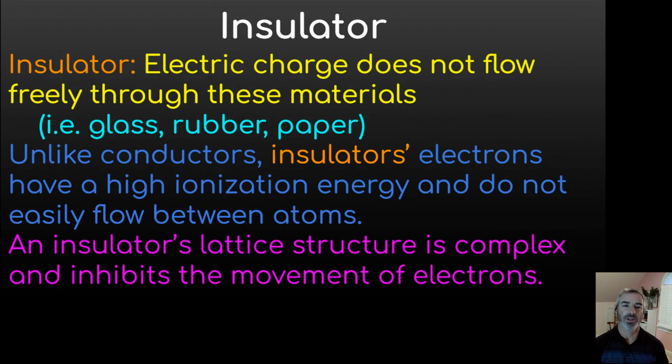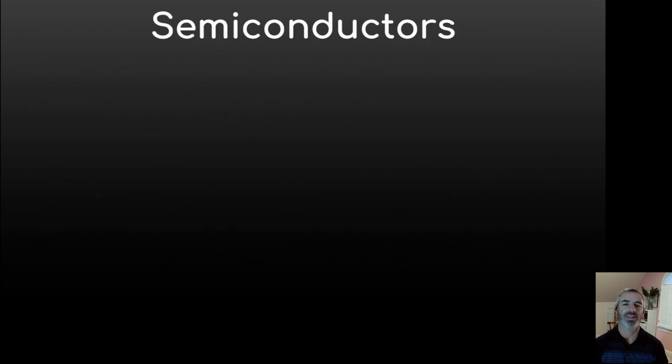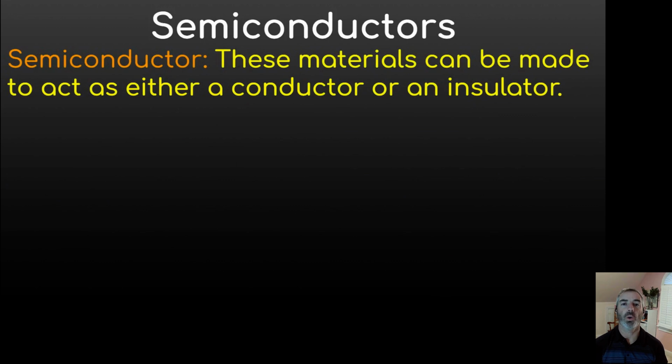Now, semiconductors, these are materials that can be made to act as either a conductor or an insulator. A couple of examples are germanium and silicon. Silicon is the material that is used in the solar panels that produce electricity using the sun as its source, which we'll talk about later on in this class, how that works.